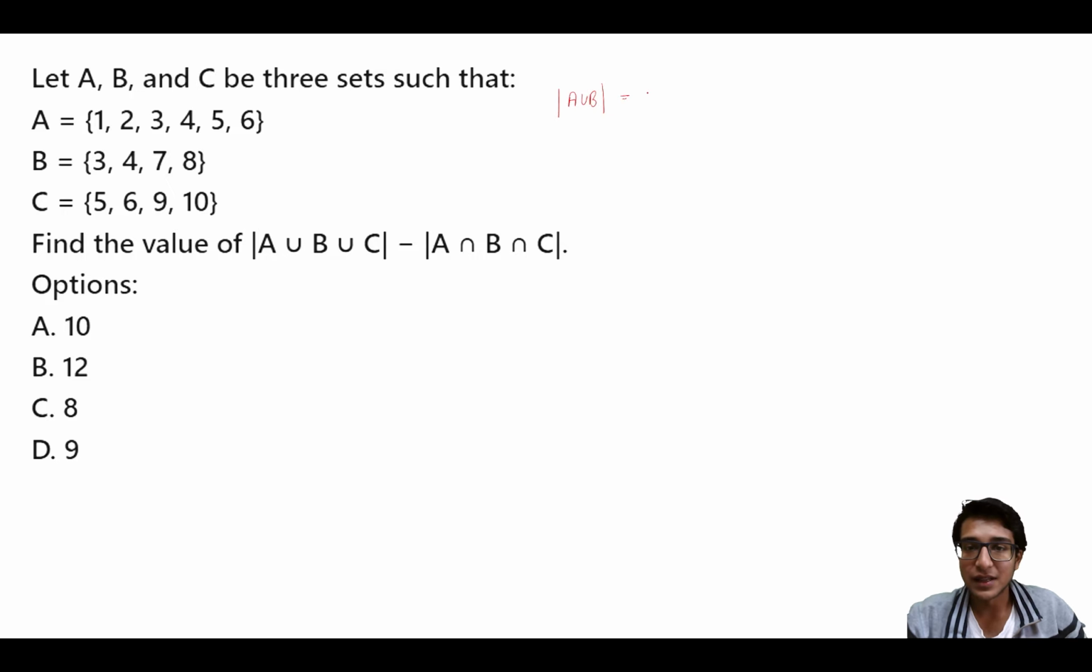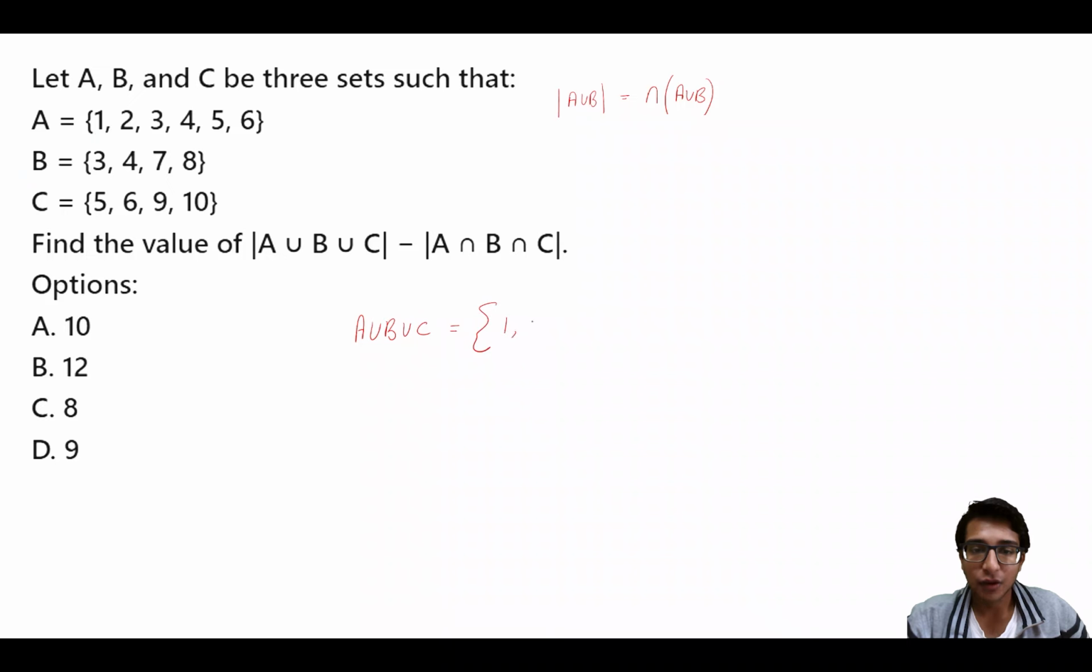This basically means I'm wanting you to find the number of elements in A union B. So this is another way of representing your cardinal number, minus A intersection B intersection C. So first what we'll do is, let us find out our A union B union C. What is the set going to be in A union B union C?